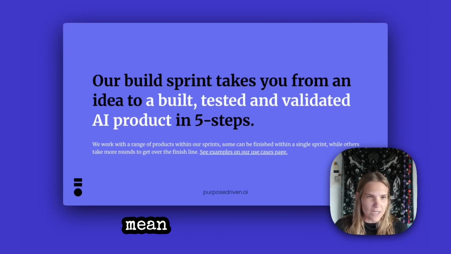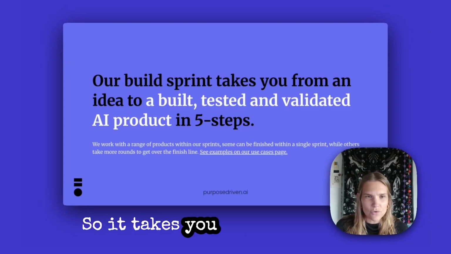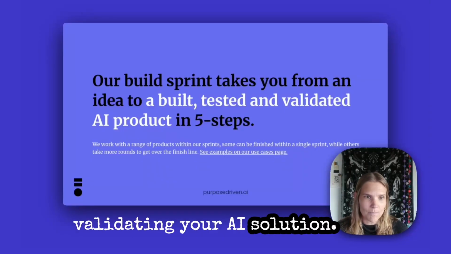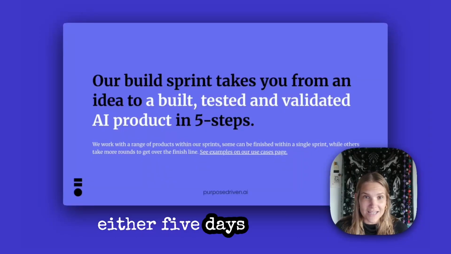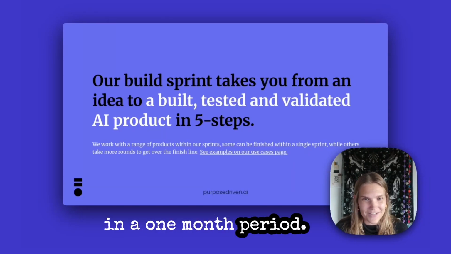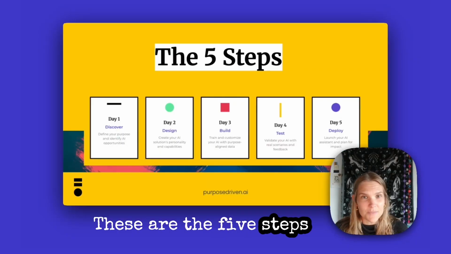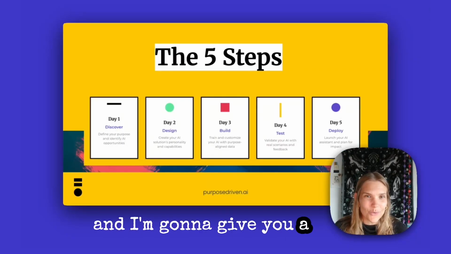What does a sprint mean in practice? So it takes you, very simply put, through 5 steps of building, testing, and validating your AI solution. Now, this can happen in either 5 days within 1 week or 5 days in a 1-month period. Doesn't really matter. The steps remain the same. These are the 5 steps that you will run through, and I'm going to give you a quick glimpse of each one.